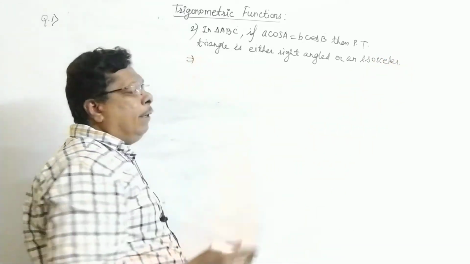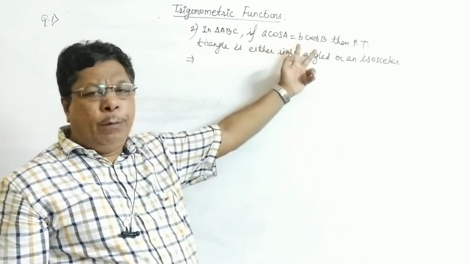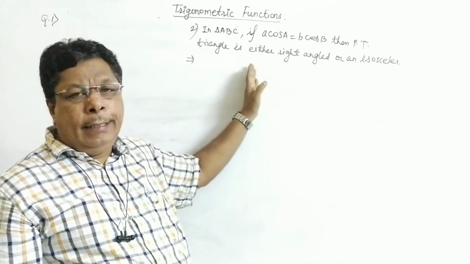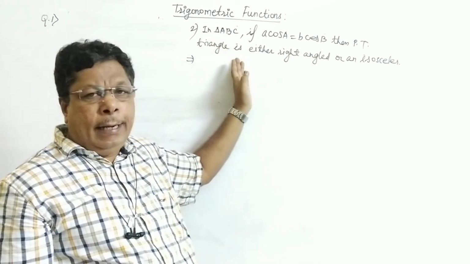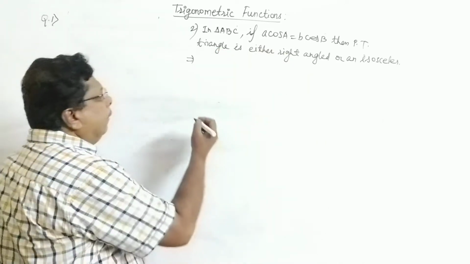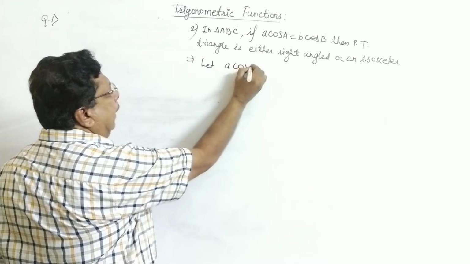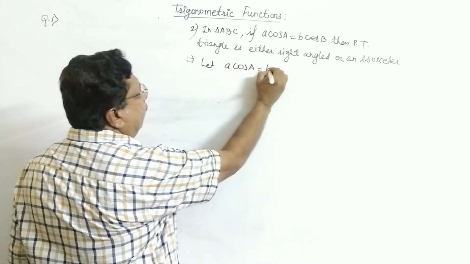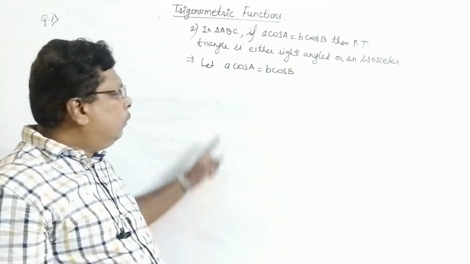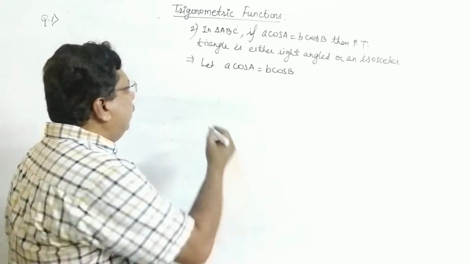Okay, what is the given condition? Given condition is A cos A equals B cos B, and we have to show that the triangle is right angle triangle or isosceles triangle. Okay, write down the given: let A cos A equal B cos B. Now substitute the value of cos A and cos B from the cosine rule.